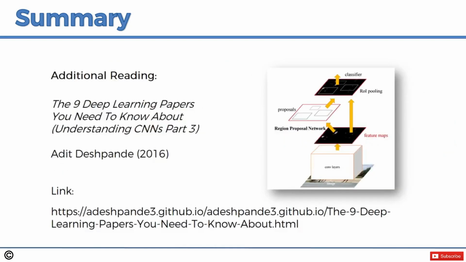If you'd like to do some additional reading, there's a great blog by Adit Deshpande from 2016. You can see the link over there at the bottom. The blog is called The 9 Deep Learning Papers You Need to Know About, Understanding CNNs Part 3. And this blog gives you a short overview of 9 different CNNs that have been created by people like Jan LeCun and others, which you can then go ahead and study further. There will be a lot of things that will be totally new to you and that you will have to get your head around. But just keep this blog in mind, or these 9 papers in mind.